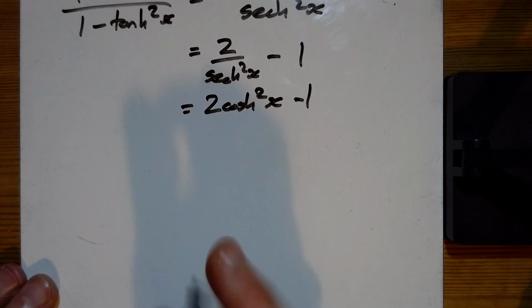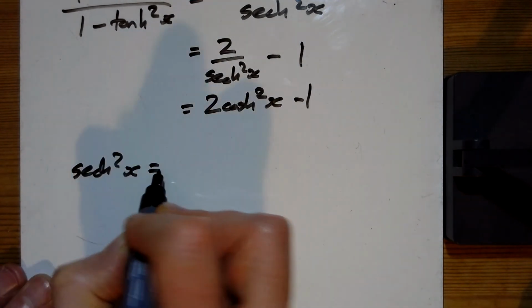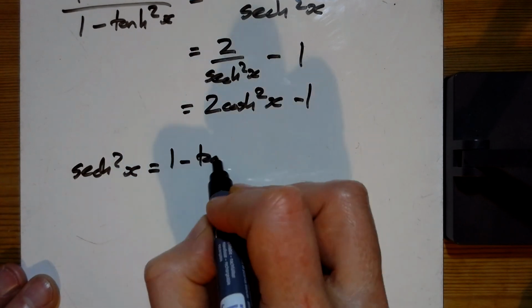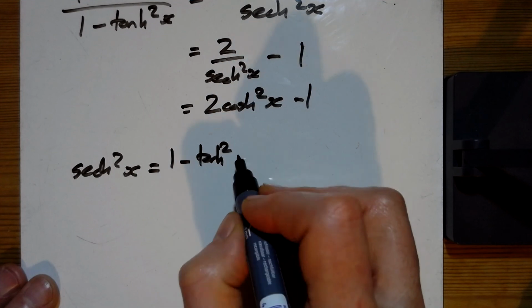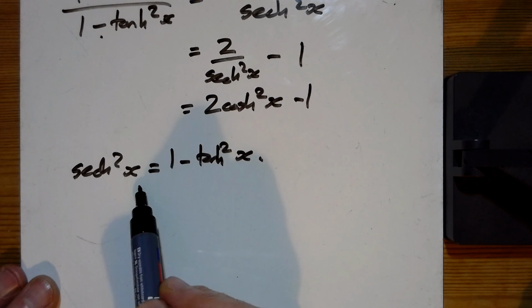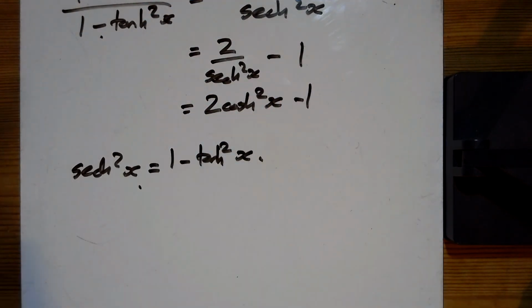And why is that? Well, it's because sech squared x is equal to 1 minus tanh squared. So the 1 minus tanh squared directly goes into that. And this one here, I've rearranged to put that there. So there's the correct proof.